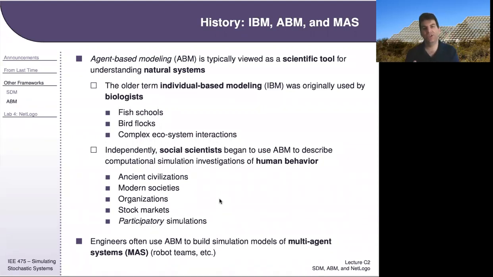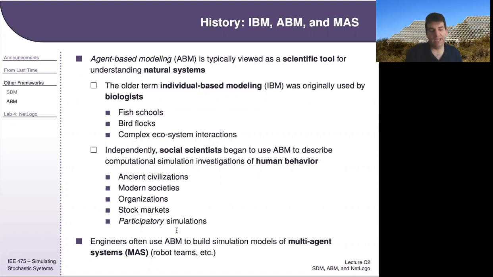And if it does, then you might be able to play around with your virtual world as a way to better understand what's going on in the real system. So birds and fish and ecosystem interactions and so on were where these things were first used.